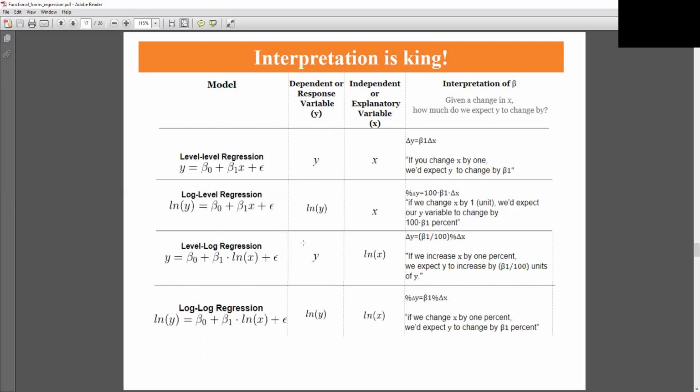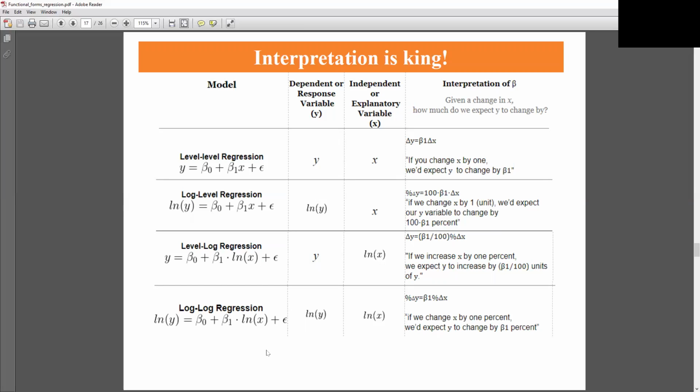Then we have LIN-LOG or level log, where the dependent variable is simply y, and we take only the log of x. So here, wherever the log is there, we have to go for percentage. If x is increased by 1%, then we can expect y to increase by beta 1 divided by 100 units, or 0.01 times beta 1, of y.